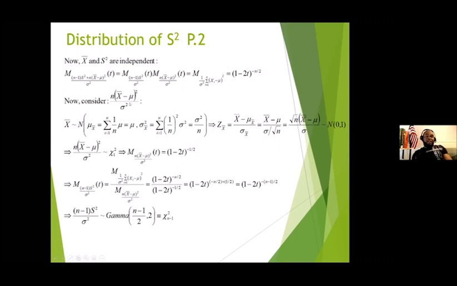Now, if I consider this entity, this guy now, what I'm trying to say in essence is that the x-bar will follow a normal distribution with the mean of this. You remember in sampling distribution, the mean of a sampling distribution. So this is the mean and this is the variance.